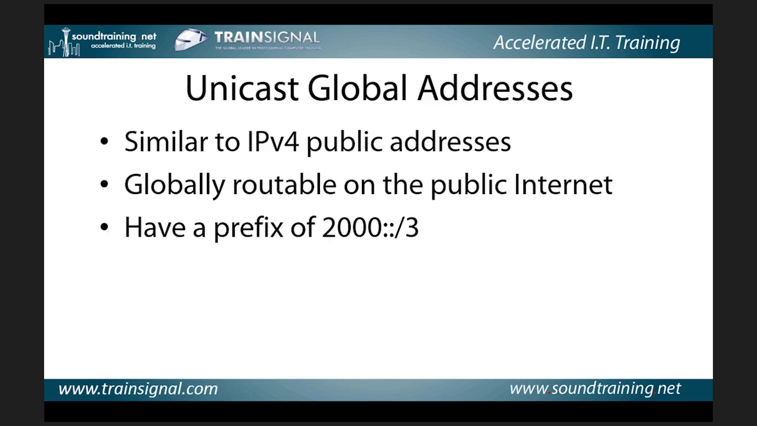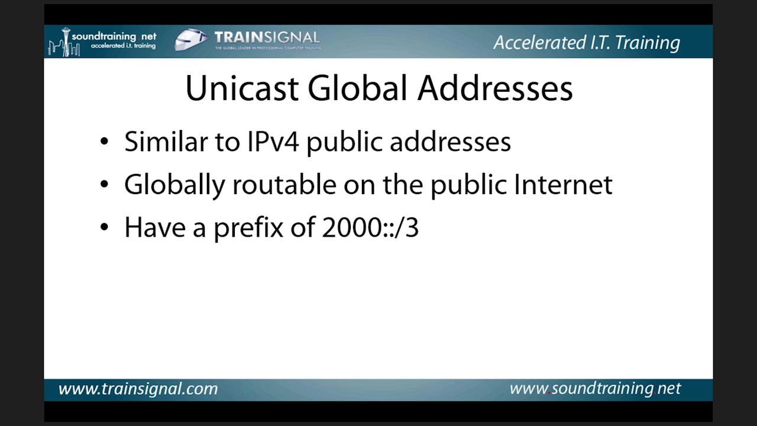The Unicast global addresses are similar to IPv4 public addresses. Anytime you see the word global, that kind of indicates that we're talking about things out on the public internet. They're globally routable on the public internet, and they have a prefix of 2000::/3.